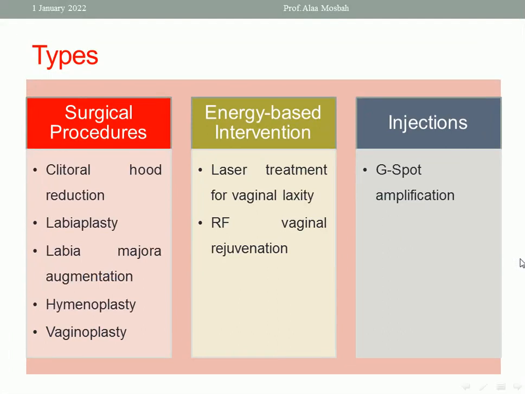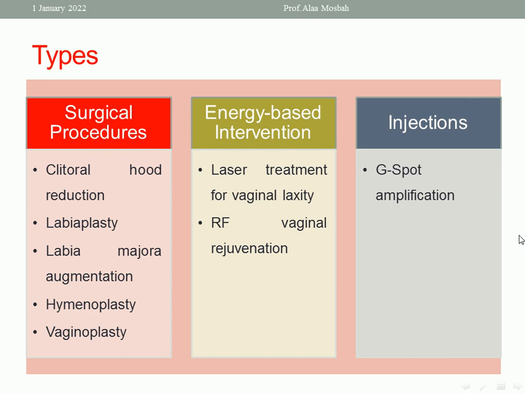Okay, let us look at some types of procedures: surgical procedures, energy-based interventions, and injection. Surgical procedures include clitoral hood reduction, labiaplasty, labial augmentation, hymenoplasty, and vaginoplasty. What are energy-based interventions? They include laser treatment for vaginal laxity, as after childbirth or after menopause, or radiofrequency vaginal rejuvenation. Also done in cases of skin atrophy after menopause or skin changes of the vagina after childbirth.